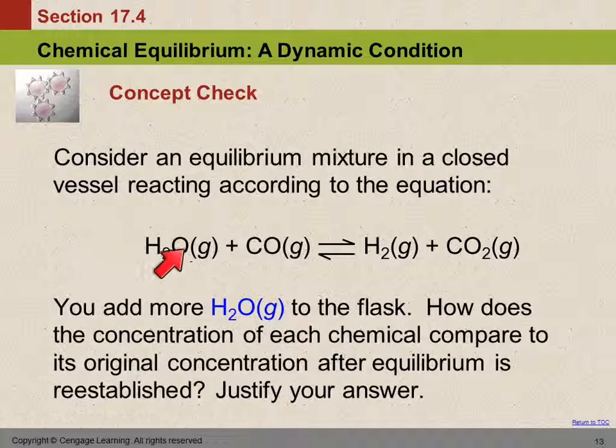So we put water and carbon monoxide in that jar, and we allowed it to sit, and it came to equilibrium, where we've got forward reaction and reverse reaction going on, and everything's equal. Now it's saying, what happens if you add more water? Adding more water, is that going to change the rate of the forward reaction? Does the concentration of the reactants affect the rate of the reaction?